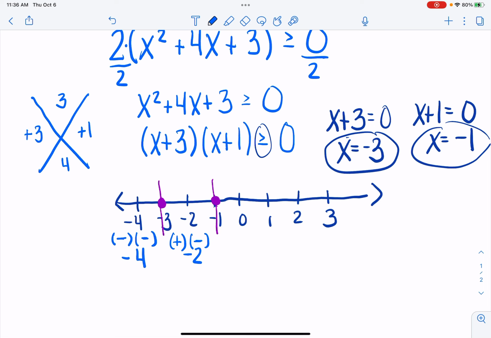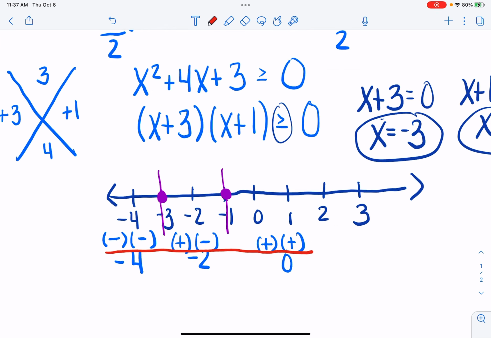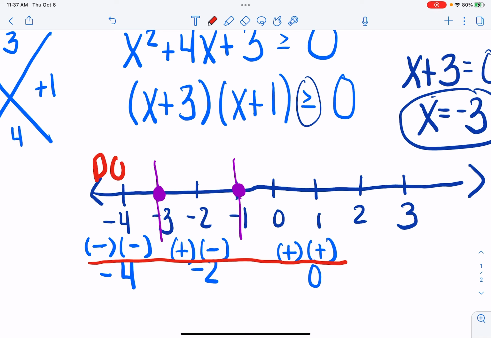And then finally, greater than negative 1, I'm going to choose 0. 0 plus 3 is a positive 3, and then 0 plus 1 is a positive. So now here's what I want to concern myself with: the products of these signs. A negative times a negative would be a positive. A positive times a negative would be a negative, and a positive times a positive is a positive.